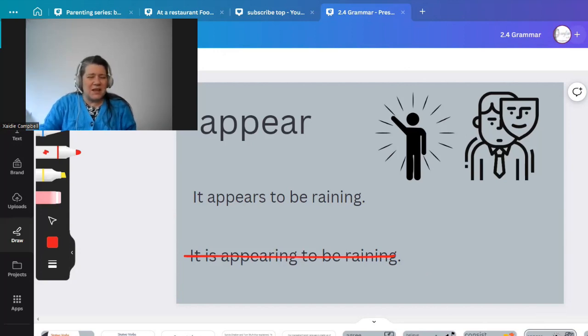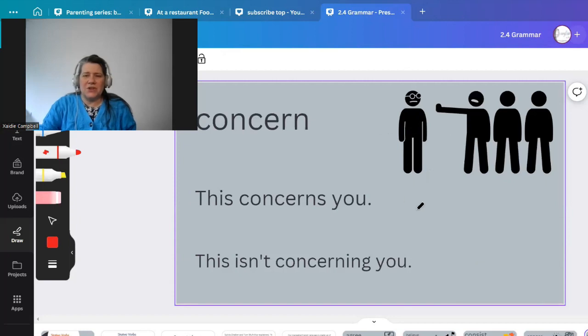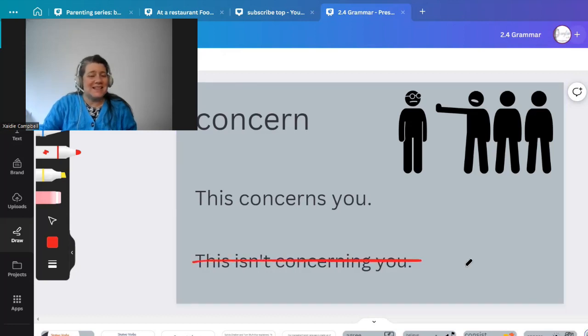And I do think that, I'm not sure, British English speakers chime in the comments below. I think that American English is more relaxed with these rules than British English is. I could be wrong. Concern. This concerns you. This isn't concerning you. We would never say this isn't concern you. We would say this doesn't concern you, meaning this isn't your business. You don't have to worry about what we're talking about. This doesn't concern you.